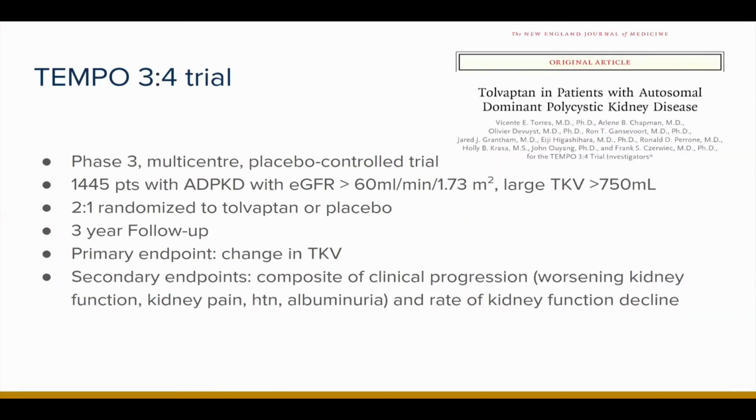One of the first large-scale clinical trials was the TEMPO 3:4 trial in 2014 in the New England Journal, which was a phase 3 multi-center placebo-controlled trial of 1,445 patients with polycystic kidney disease. In this cohort they were early stage with a GFR greater than 60 and a large total kidney volume, so they're at risk for disease progression. They were randomized in a 2-to-1 ratio to Tolvaptan versus placebo, and there was a 3-year follow-up, with the primary endpoint being change in total kidney volume and secondary endpoints of a composite of clinical progression as well as the rate in kidney functional decline.